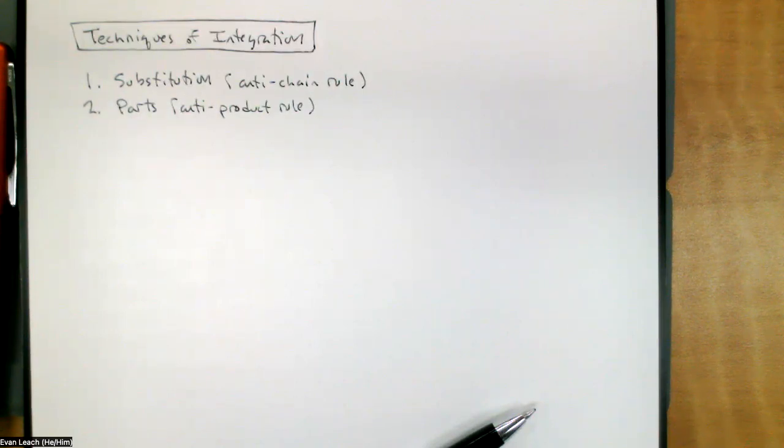Having substitution and parts doesn't actually cover everything. It's not like product rule and chain rule for derivatives. Product rule and chain rule cover everything. You've got all your derivatives. You've got your basic derivatives, product rule, chain rule. You are done with differentiation.